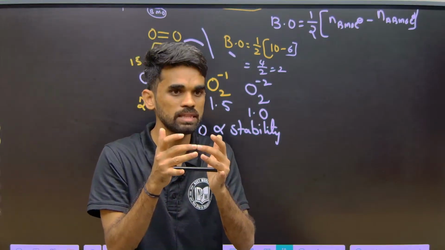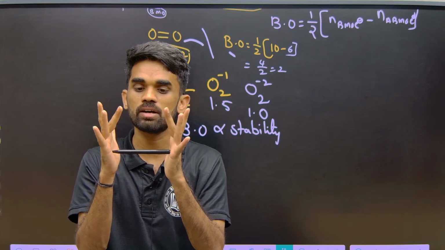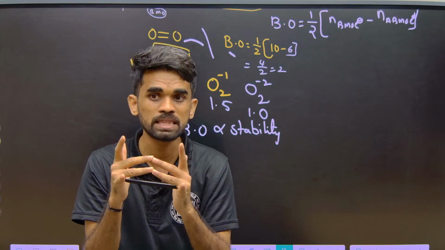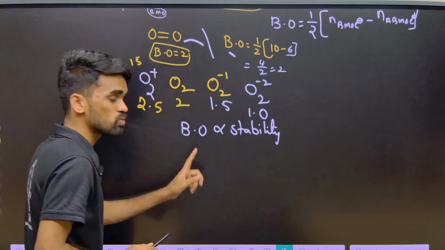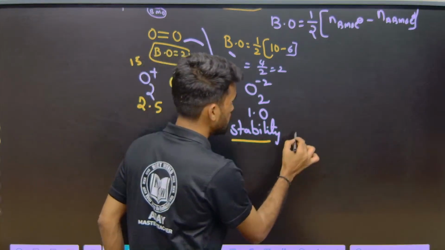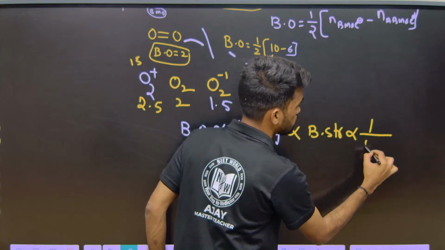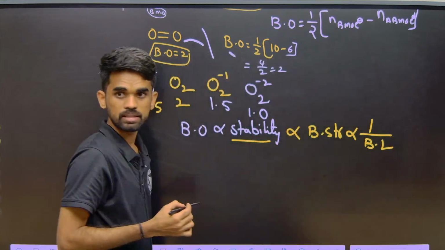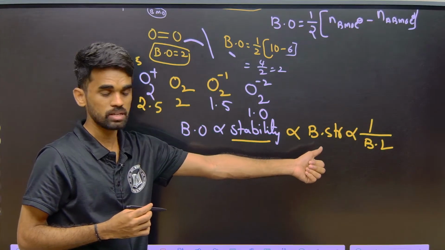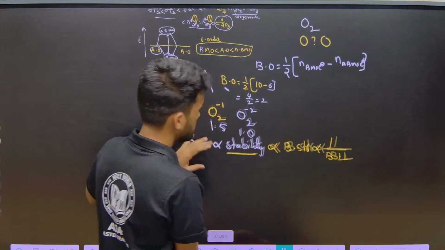What about bond length? Initially they are like this. As the number of bonds form, they come close. So I just want to relate them. Bond order is directly proportional to stability or bond strength, or inversely proportional to bond length. Can we make this a common, generalized relation? Yes. Okay, this is done now.